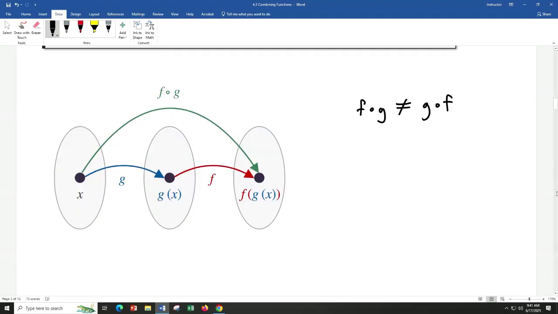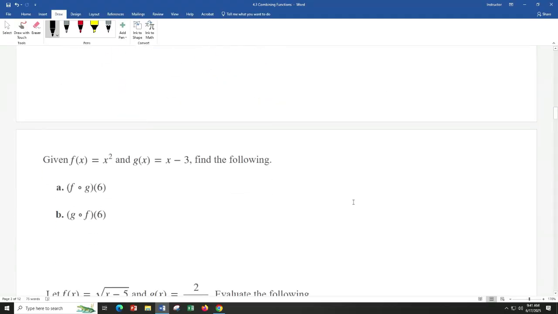Okay, let me show you, and then we'll be done for today. Notice I have two functions. f of x is equal to x squared, and g of x is equal to x minus 3. So find the following: f of g when it's 6. Since the g is happening second, I have to do g first. Okay, since it's saying f of g.